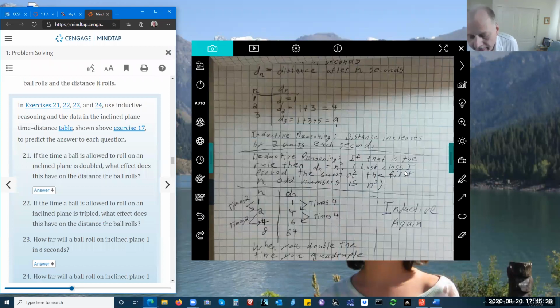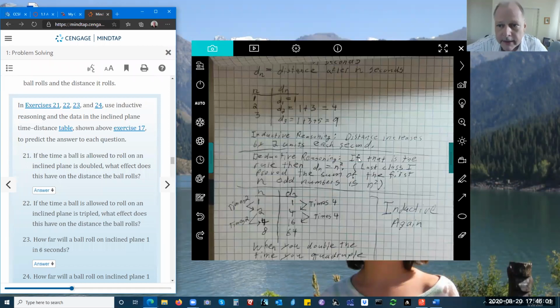So let me try. I want to make sure we get the structure, the flow of the big picture. Okay. Galileo rolled these balls down the ramp. He measured the time with his pulse. He got these examples: 1 second, 1 unit, 2 seconds, 4 units, 3 seconds, 9 units.